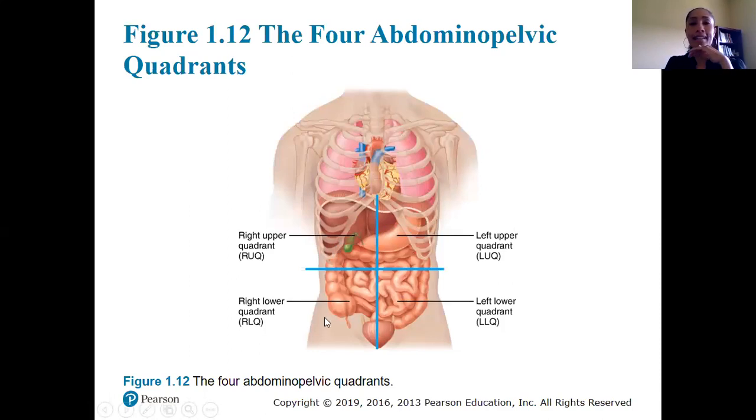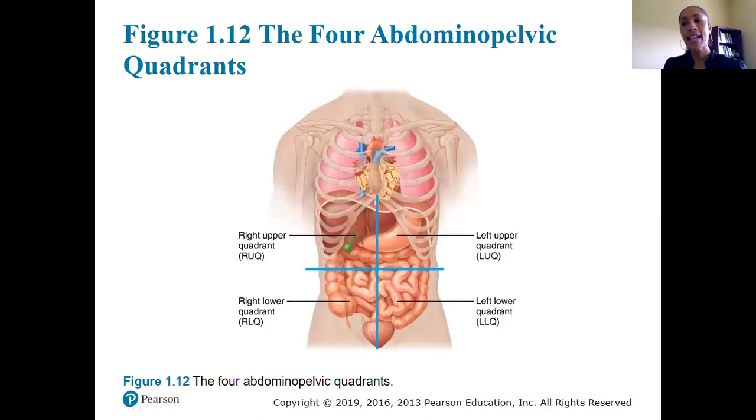So if we're looking at organs associated with these quadrants, we can say, okay, the majority of the stomach is going to be located in the left upper quadrant. The majority of the liver and all of the gallbladder are located in the right upper quadrant. The appendix is located in the right lower quadrant.